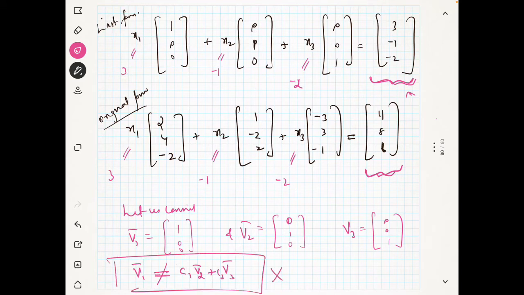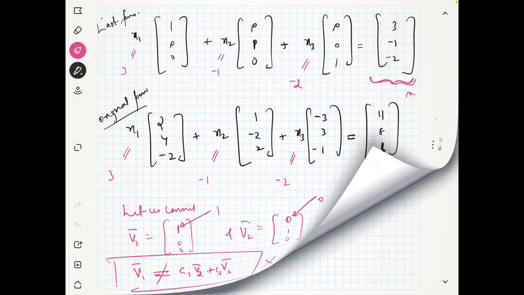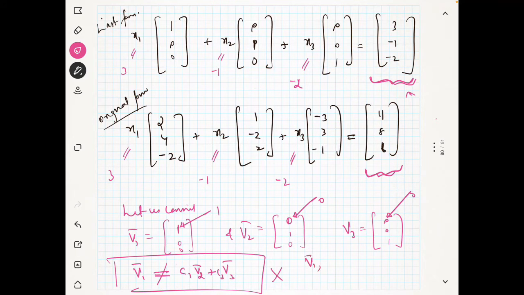Why? Because for V1 you can see that the element 1 is on the top, and for V2 this is 0, and for V3 this is 0. So this is 0, this is 0, and this is 1 here. Because of this reason I cannot write one vector in terms of another. Basically there are 3 independent vectors. That means if you take V1, V2 and V3, all are independent. So why are we getting this independence?